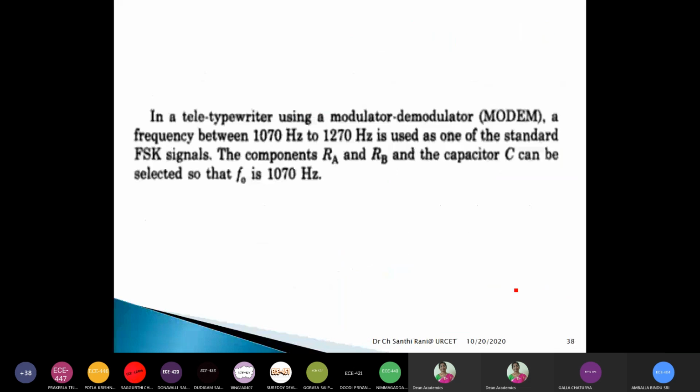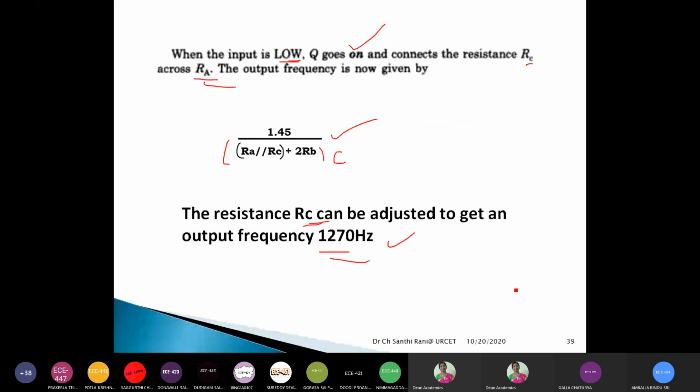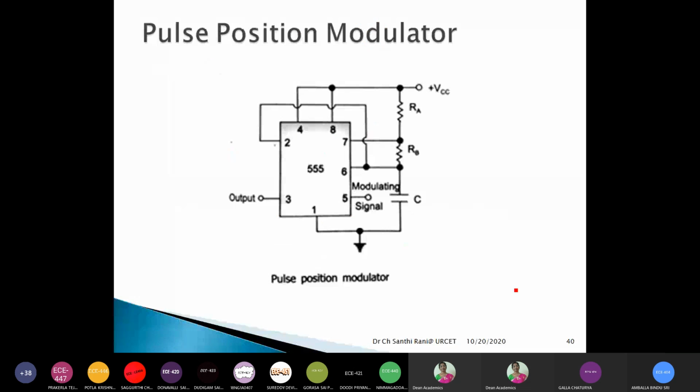1270 hertz. So like that, we can use this Astable multivibrator as an FSK generator. So what is FSK generation? Frequency shift keying. So what is this frequency shift keying? A binary code is transmitted by shifting between two carrier frequencies. For example, for a teletypewriter, one carrier frequency is 1070 hertz and the other carrier frequency is 1270 hertz. So that example I have shown, right?